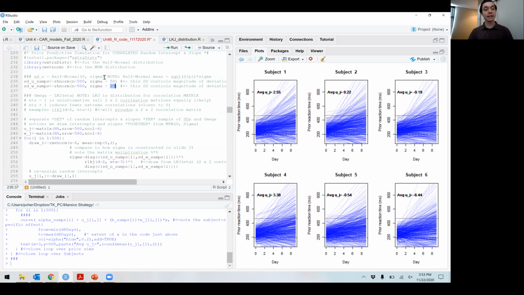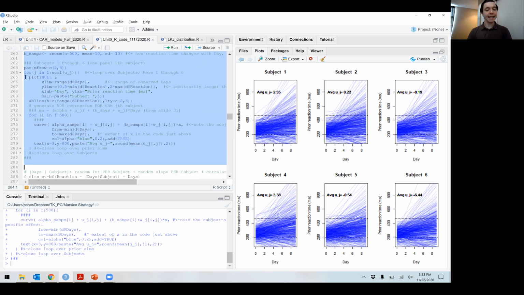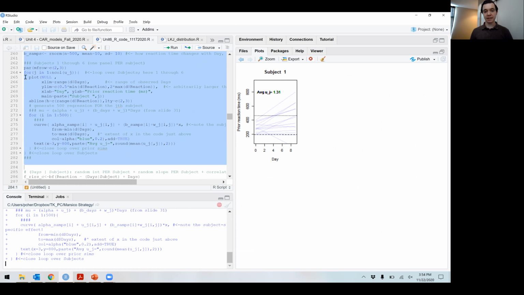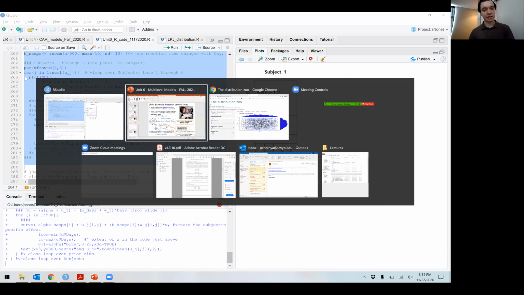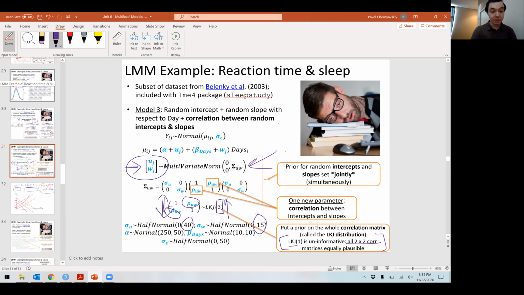So using the same priors as for my previous model, I felt that was too much. So I reduced it to 15 and to 40. With 15 and 40, I felt like I was not overstating the amount of variability in my data. And again, the extra variability comes from us introducing this random correlation matrix.